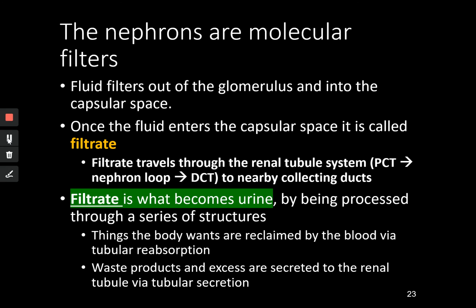So things that the body wants are going to be reclaimed during that process of reabsorption, and things that the body doesn't want, like waste products or excess, are going to be secreted to the renal tubule system. So the renal tubule system, again, is that second part of the nephron that I listed before, and that was proximal convoluted tubule, nephron loop, and distal convoluted tubule.